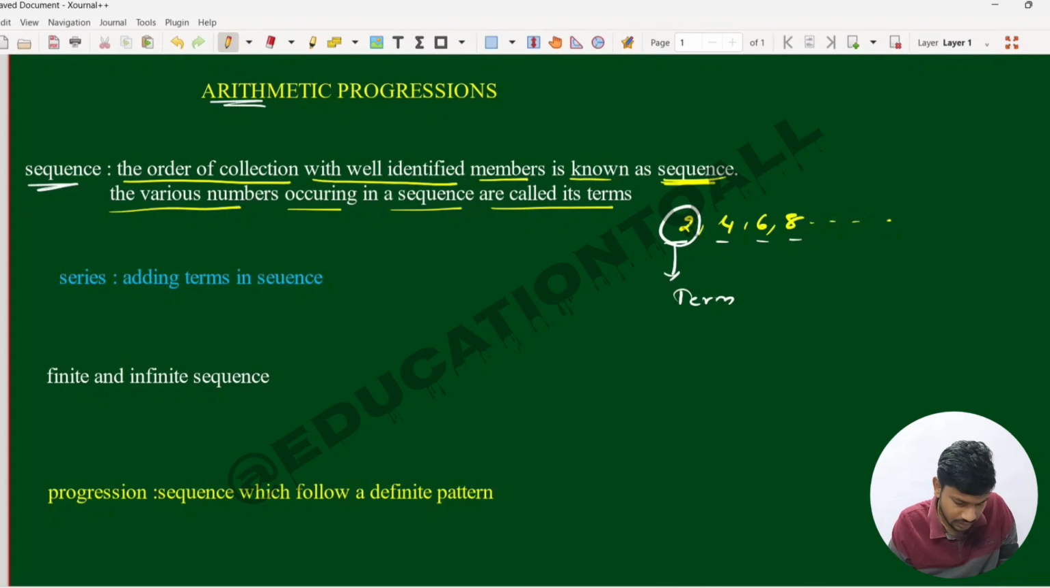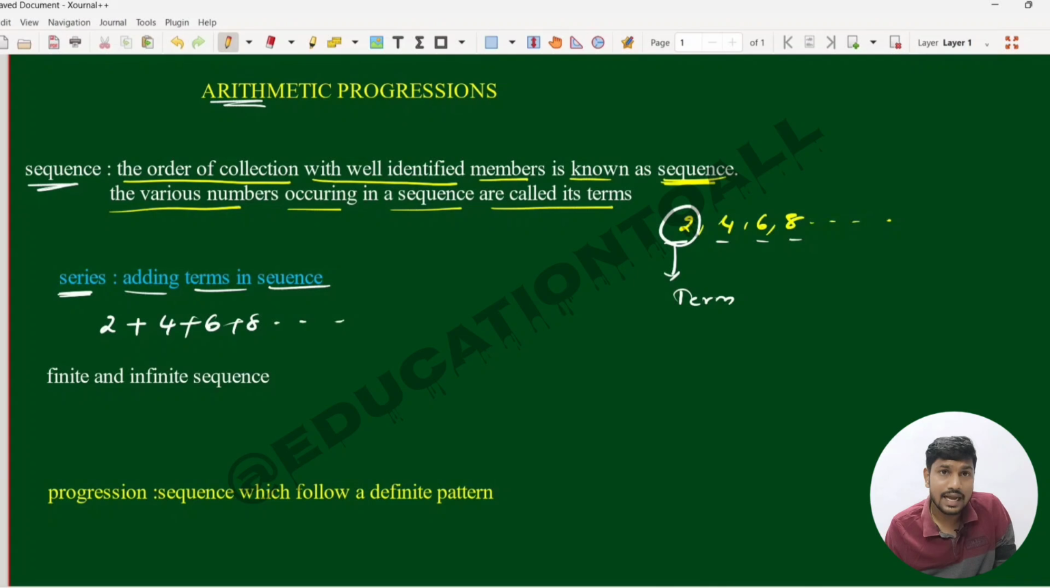And further there are a few more definitions. The second definition is series. What is meant by series? Adding the terms in the sequence. Suppose the sequence is given as 2, 4, 6 and 8 and so on. If I add 2 plus 4 plus 6 plus 8 and so on, these additions are called a series.